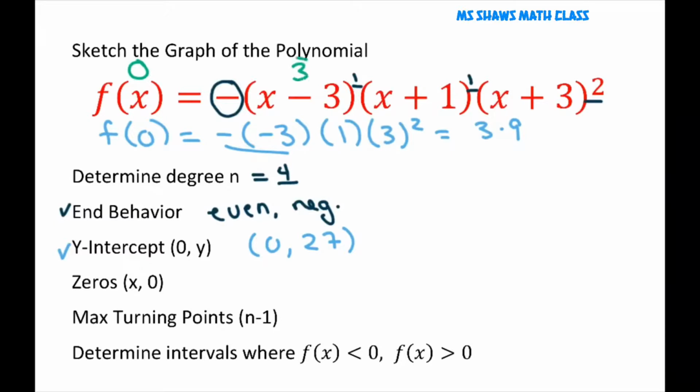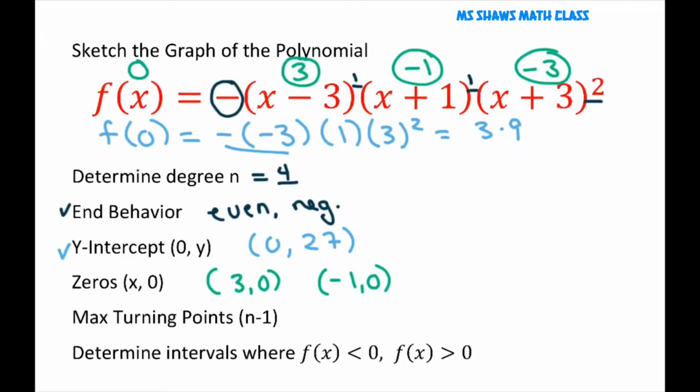All right, and our zeros are when y is 0. So we have 1 at 3, negative 1, because negative 1 plus 1 is 0, and at negative 3. So let's write that down. 3, comma 0, negative 1, comma 0. Both of those have multiplicity equals 1. And our last one, negative 3, comma 0, our multiplicity equals 2.